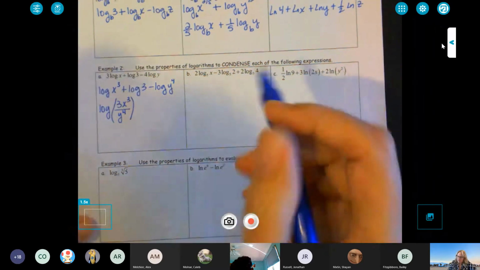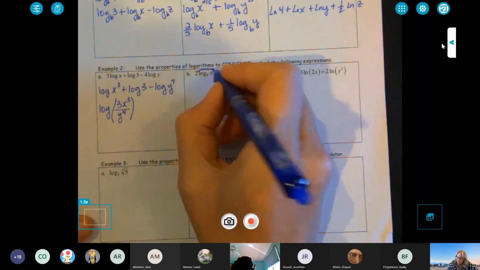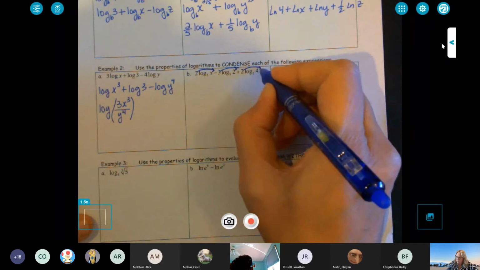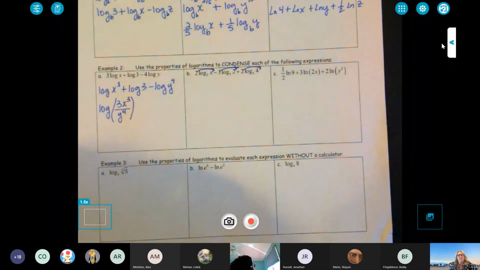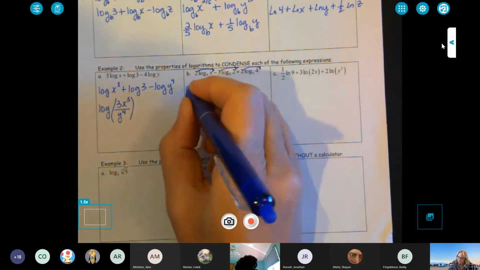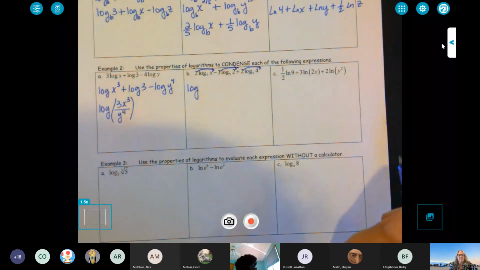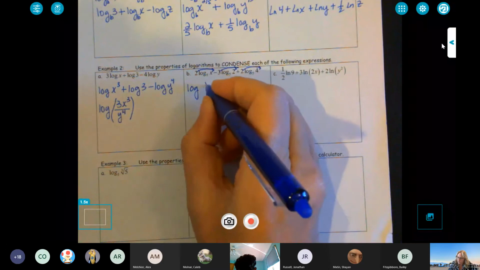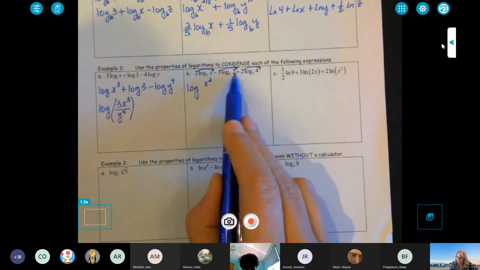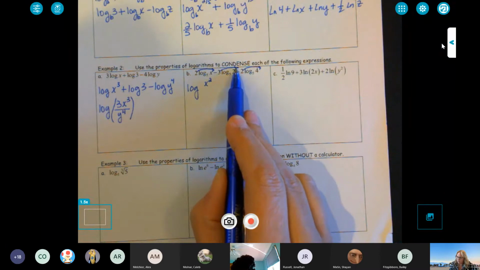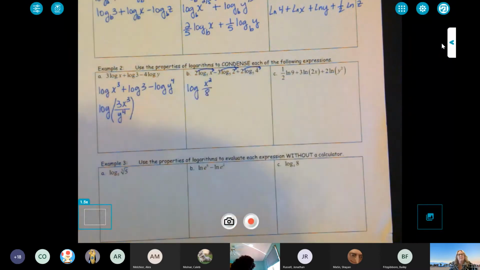Okay, so moving on to the next one. The 2 has to get moved up here. The 3 has to get moved up to the 2, and the 2 has to get moved up to the 4 in order to use the other properties. So we have the log minus the log. So that's the log of a quotient. So we're going to take this argument here, which is x squared, and we're going to divide it by this argument here, which is 2 cubed, or 8.